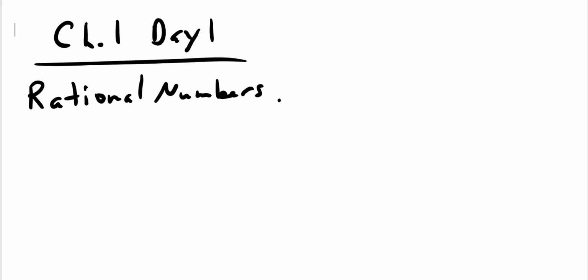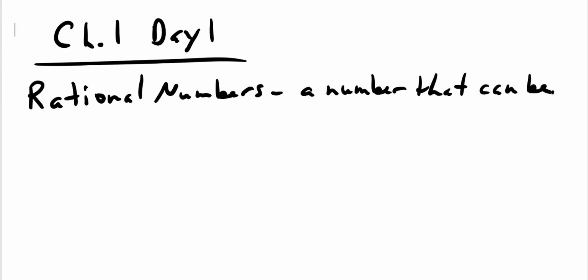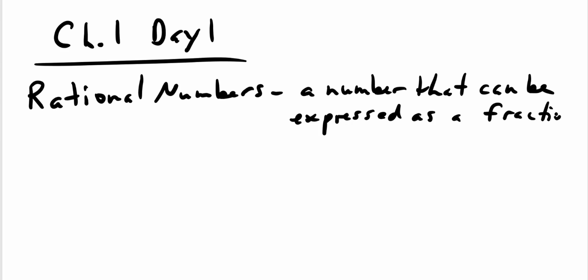Basically, a rational number is a number that can be expressed as a fraction. Okay, so fraction, 2/3, 5/2, whatever. It can be a fraction. So let's do some examples, and then I'll make it a little bit easier to understand what rational numbers are, as opposed to just saying something that can be expressed as a fraction.